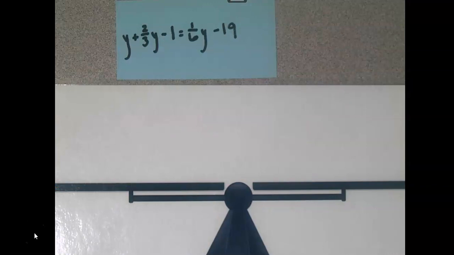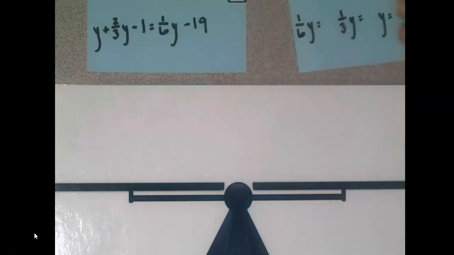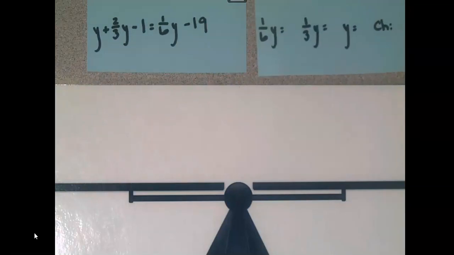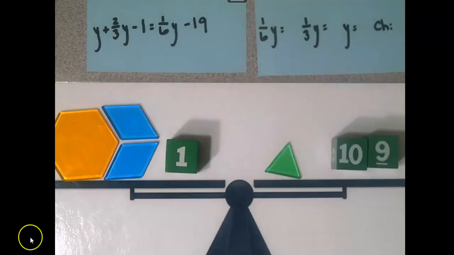Our next problem is y plus 2/3 y minus 1 equals 1/6 y minus 19. So I will be solving for my 1/6 and my 1/3 and my y so that I can set this up for my check. So I see that I'm going to need to use my common denominator of 6 in this problem. So here is my setup for the equation, and now I'm going to perform my legal moves.